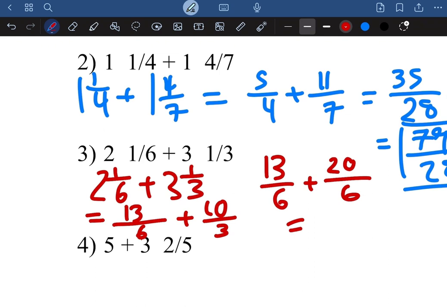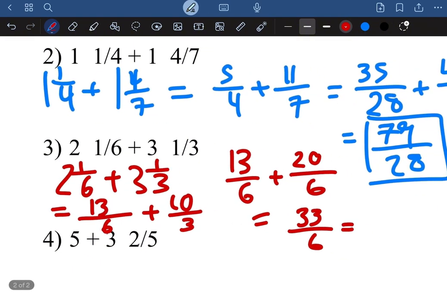13 plus 20 is 33 over 6. And we can simplify this. We can divide the top and bottom by 3 to get 11 over 2.